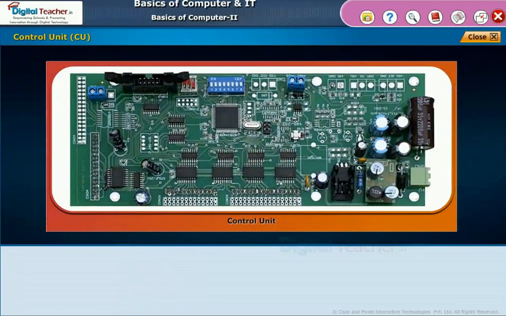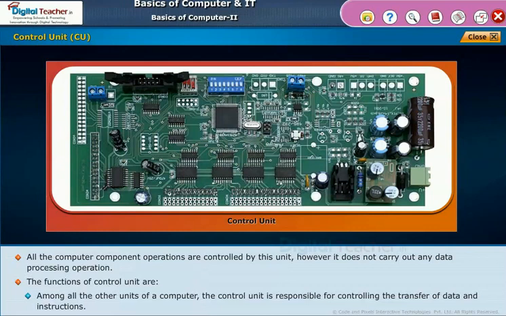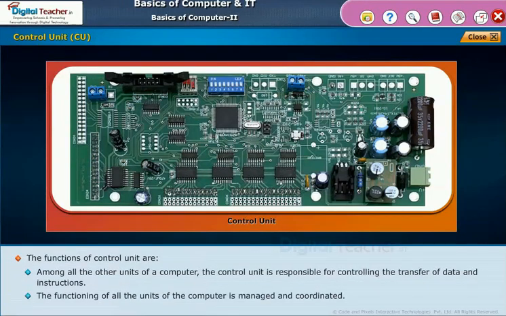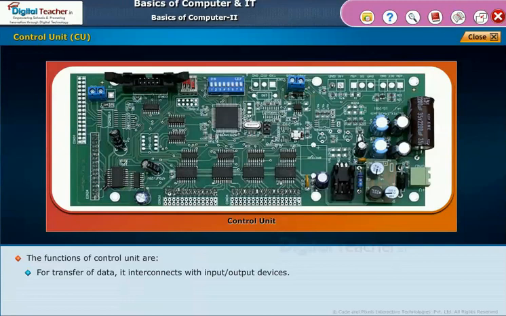Control unit, CU. All the computer component operations are controlled by this unit, however, it does not carry out any data processing operation. The functions of the control unit are: among all the other units of a computer, the control unit is responsible for controlling the transfer of data and instructions. The functioning of all the units of the computer is managed and coordinated. From the memory, it receives the instructions, understands them, and directs the process of the computer. For transfer of data, it interconnects with input or output devices. It does not process or store data.